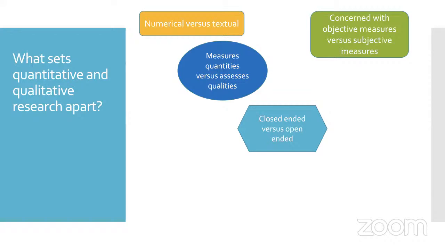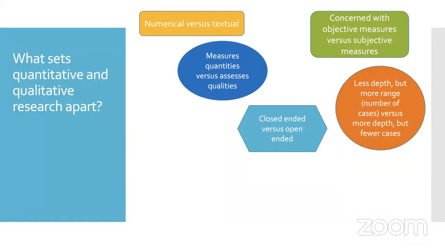A piece of qualitative text is not directly comparable to another one. You have to analyze and see how to distill the comparisons. Quantitative gives you less depth, but more range. So you're going to have lots and lots of cases, whereas qualitative focuses on a few cases, but digs deeply into them.